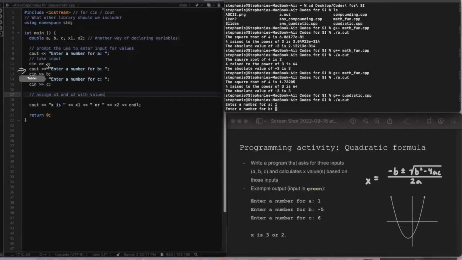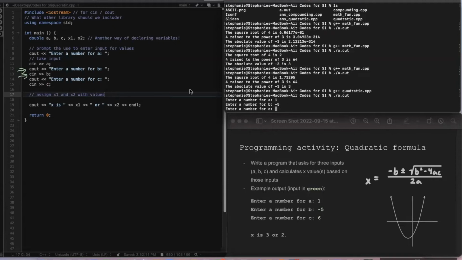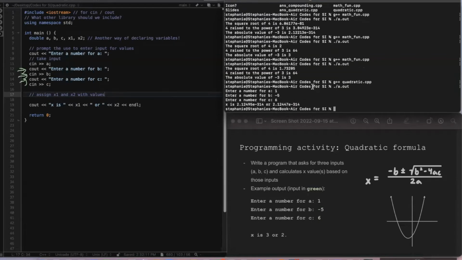So now we move on to the next line, which is cout, enter number for B. That printed, and now it's here waiting. And it's going to keep waiting until we enter the line. So it's going to wait for B. B is -5. And I enter. So that's white space. So cin says, okay, my job is done. So now we hit the cout statement, enter a number for C. And now cin is waiting for us to enter something.